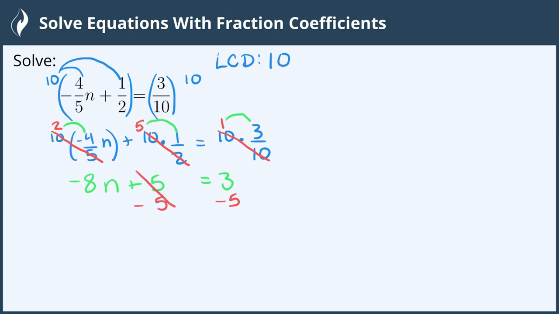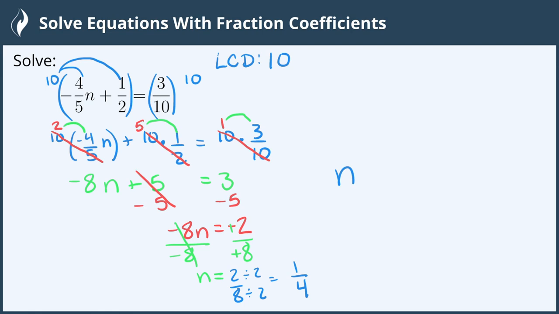Positive 5 minus 5 cancels, so we have negative 8n equals 3 minus 5 is negative 2. And then to continue isolating, we'll divide both sides by negative 8. Negative 8 divided by negative 8 cancels, so we have n equals, a negative divided by a negative is positive, so we have 2/8, which simplifies, both of these can be divided by 2, and so this simplifies to 1/4. So our answer is n equals 1/4.